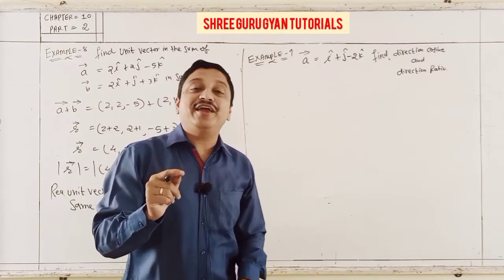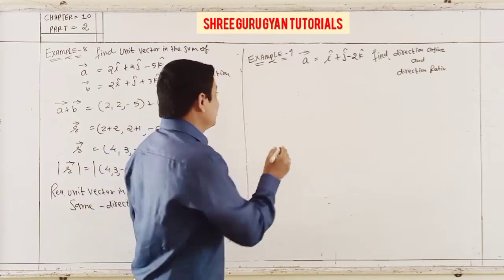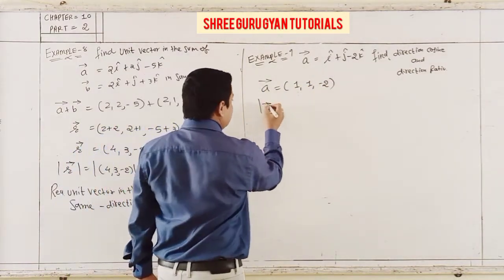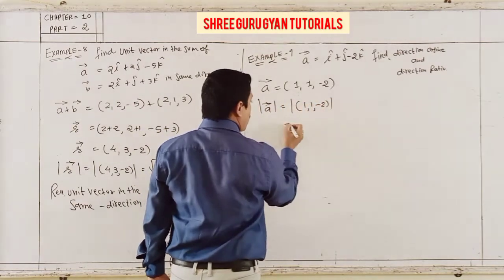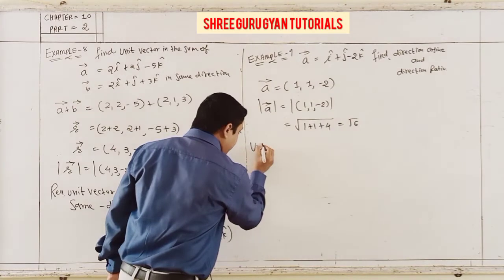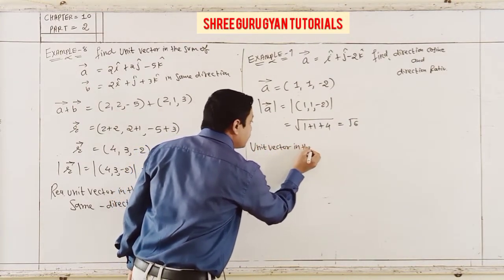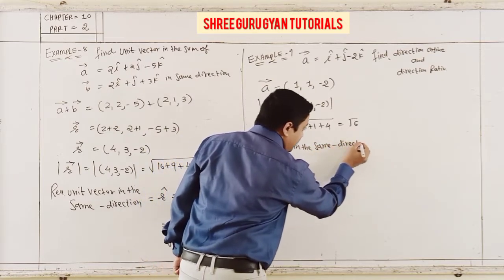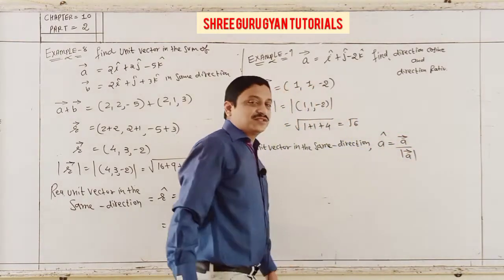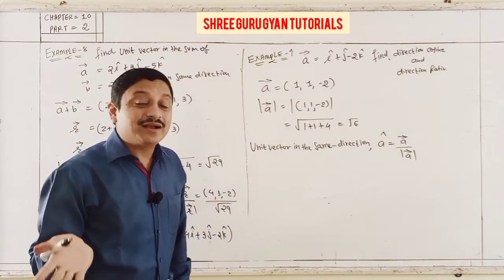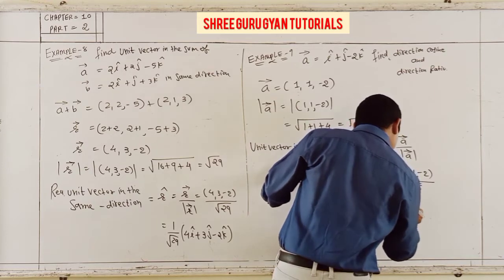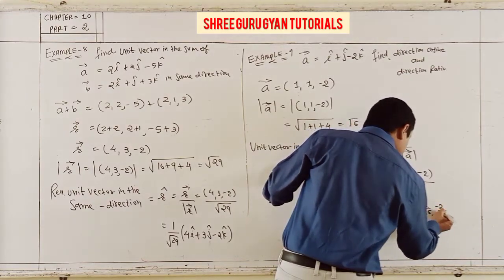Students, first of all I define my vector in the form of a unit vector. What is A? It is 1, 1, -2. The magnitude of A is the square root of 1 + 1 + 4, which is root 6. The unit vector in the same direction is A cap, which is A by the magnitude of A. Once the unit vector is defined, you can easily get the direction cosines and direction ratios. So A cap is (1, 1, -2) by root 6, meaning 1 by root 6, 1 by root 6, -2 by root 6.